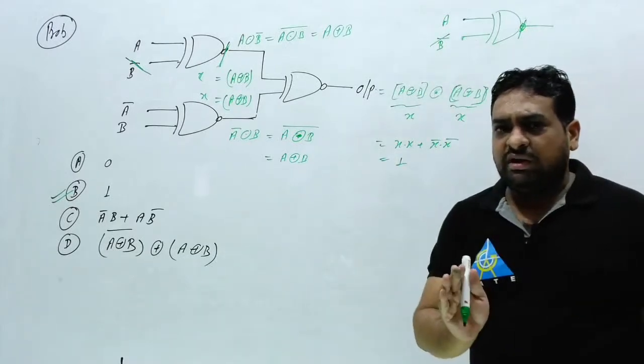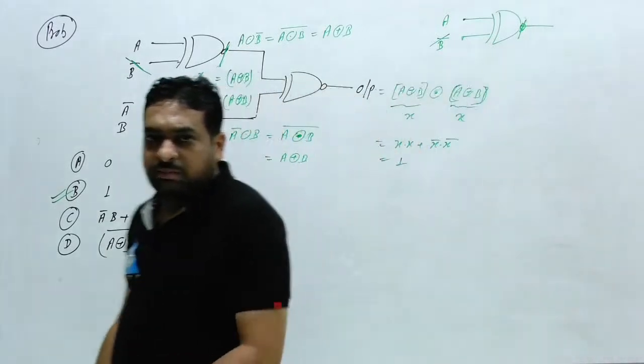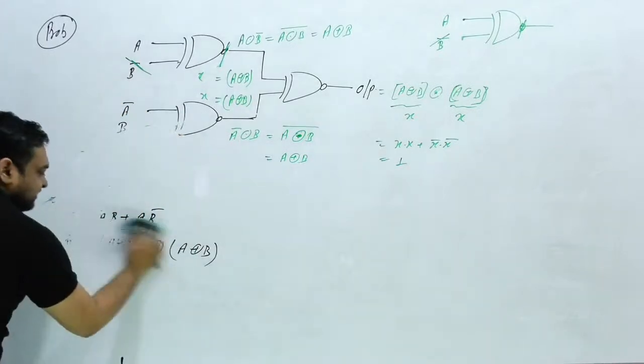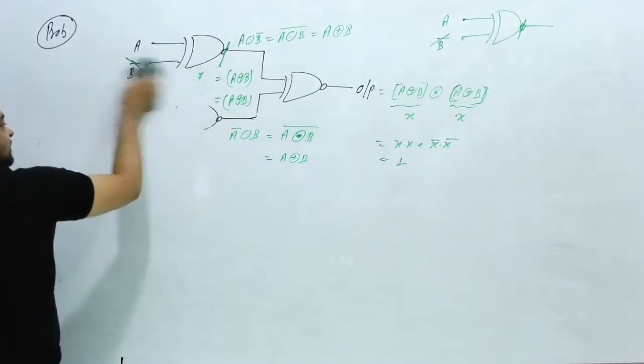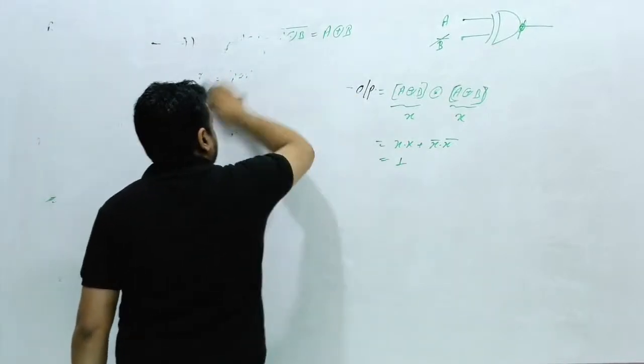Always try to convert all the X naught to XOR. Always you should try, and the problem will be easier. Okay. Next question I am considering. So here the answer is option B. Option B is 1. Next problem.